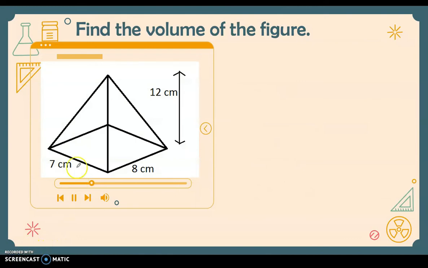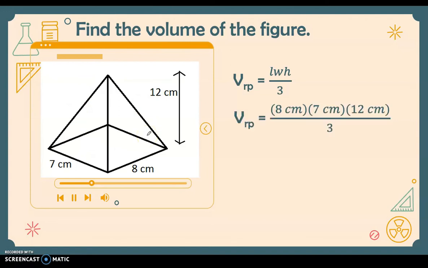Next, this is still a rectangular pyramid, so using the formula length times width times height divided by 3, the length is 8 centimeters, the width is 7 centimeters, and the height of the pyramid is 12 centimeters. So you multiply the 3 numbers here for the length, width, and height. Then after that, we divide by 3. Therefore, the volume of this rectangular pyramid is 224 cubic centimeters.